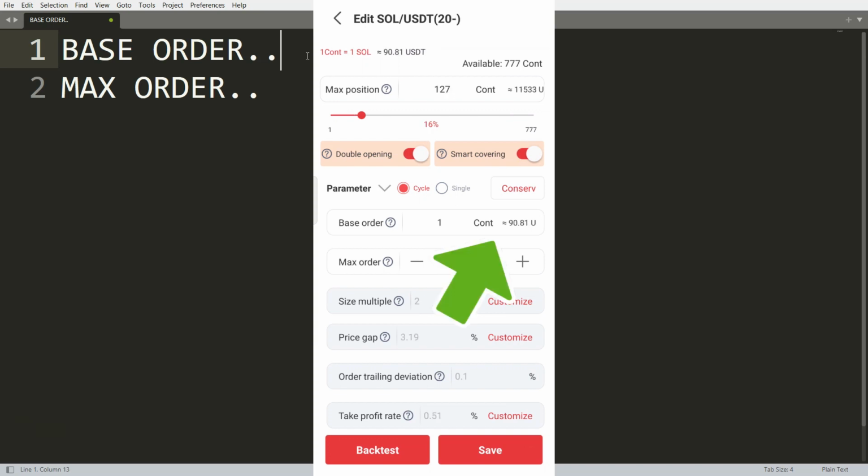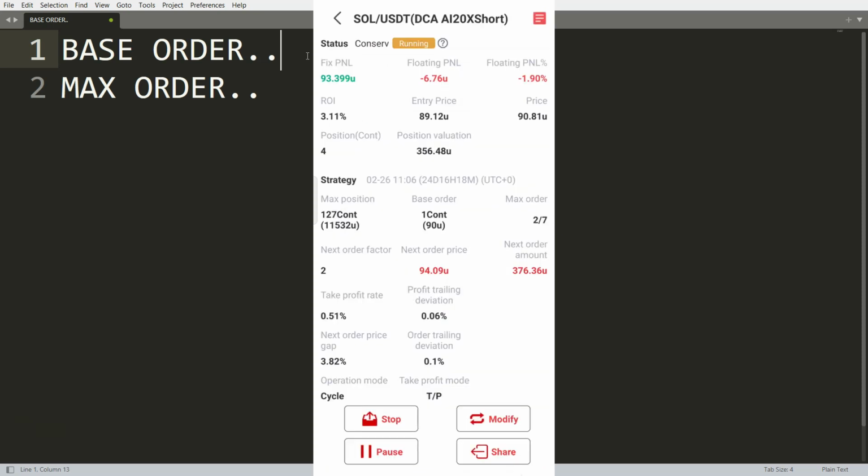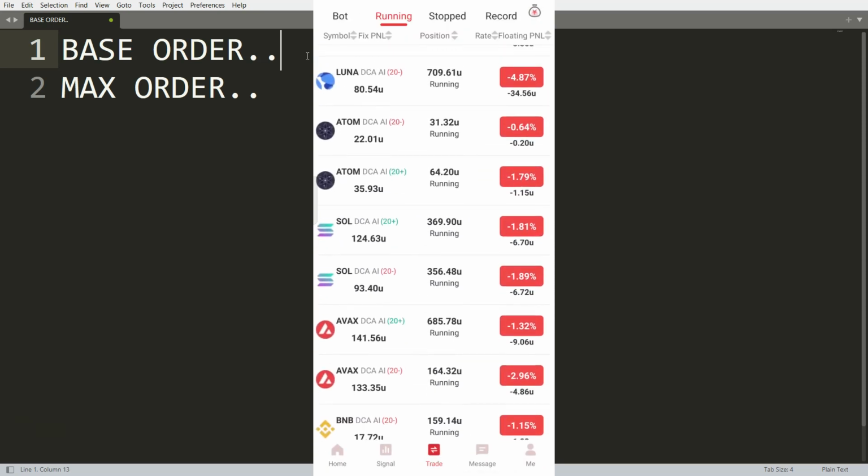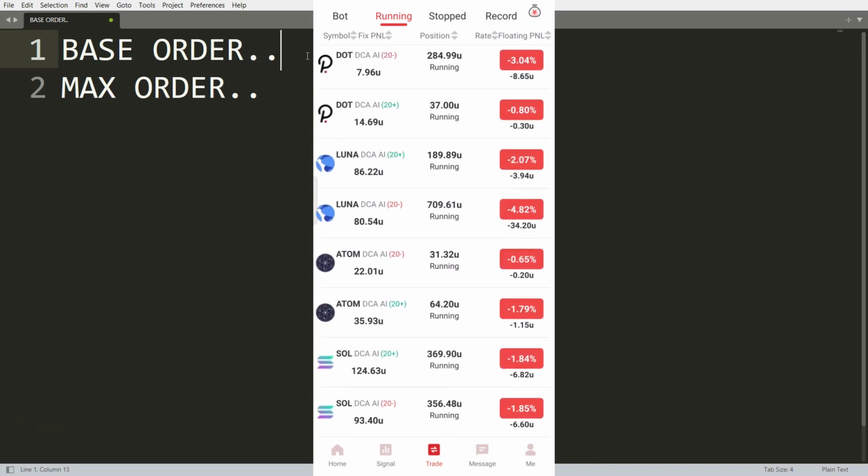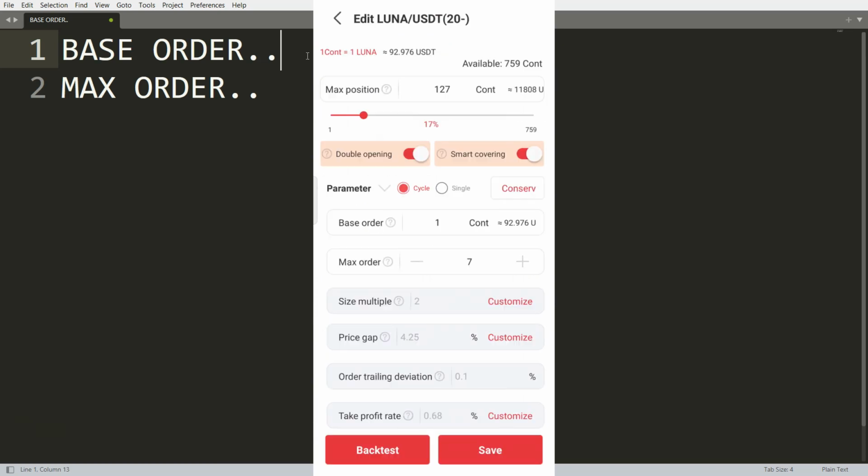Let me show you Solana. Solana is pretty high too. It's 90 USDT, higher than AVAX. But, you know, it has its reward. The higher your risk, the higher your reward. Look at it, my Solana and AVAX make the most profit here, one of the most profit. Luna is also high. You can see the contract.